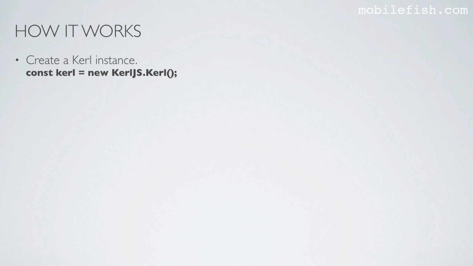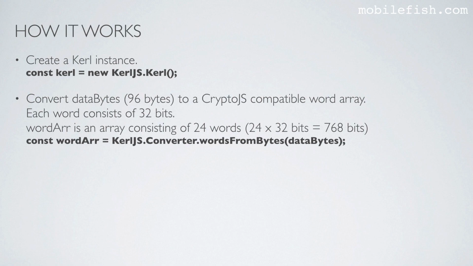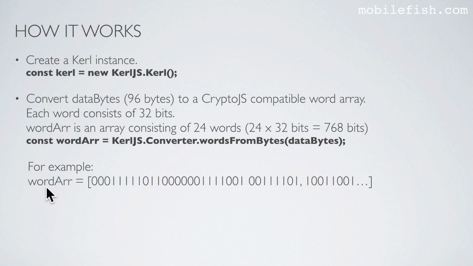The next step is to create a curl instance. This is how it is done in code. Next is to convert the data bytes, which consists of 96 bytes, to a Crypto.js compatible word array. Each word consists of 32 bits. A word array is an array consisting of 24 words, which means 24 times 32 bits is 768 bits. And this is how it is done in code. Here is an example of a word array. This represents one word, 32 bits, and here is the next word.